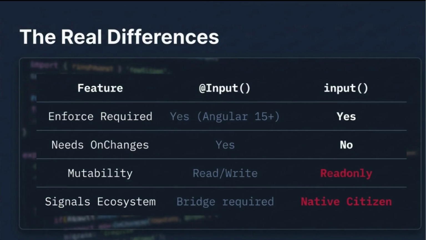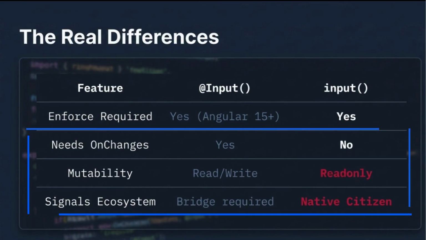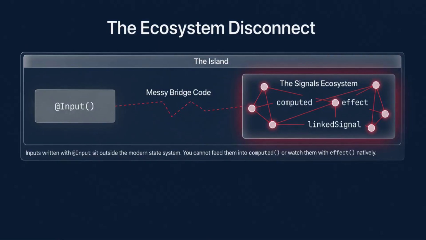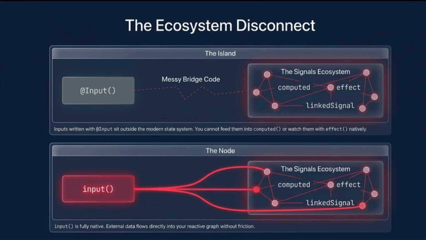So for required inputs, both cases work. That's not the differentiator. The real differences are these three: signals ecosystem access, read-only enforcement, and OnChanges becoming completely unnecessary. If your app uses signals for state, inputs written with @Input sit outside that system. You can't feed them into computed, you can't watch them with effects. You end up writing bridge code to connect two worlds.